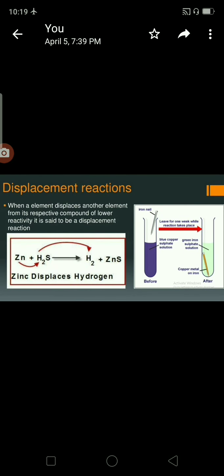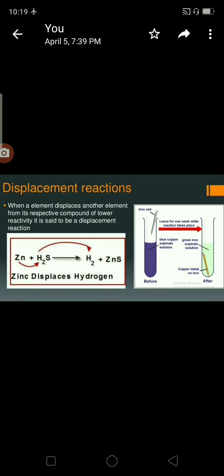Now the next one is displacement. From the 8th standard onwards we are studying what a displacement reaction is. When a highly reactive metal displaces a less reactive metal from its solution, that is called displacement. I think this equation is familiar: zinc plus H2O. We know zinc is more reactive than hydrogen, so displacement takes place. That is a simple one, you know that.